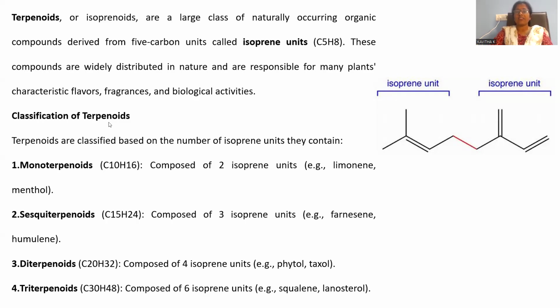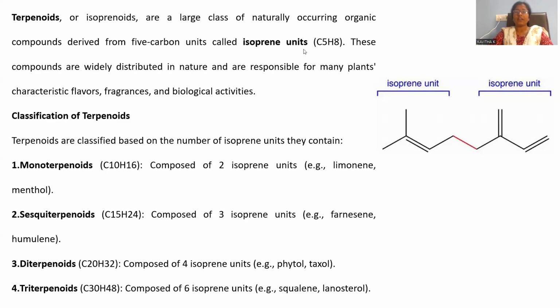Let's go for the classification. How can they be categorized into various classes? Terpenoids are classified based on the number of isoprene units they contain, right? How many isoprene units are there? So basically isoprene is the skeleton from which all kinds of terpenes are made. For alkaloids, the essential component will be nitrogen. For terpenoids, the essential component will be the isoprene unit. Okay, based on the number of isoprene units, we can go for the classification here, right?